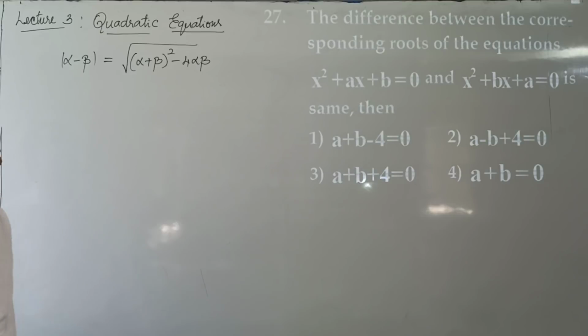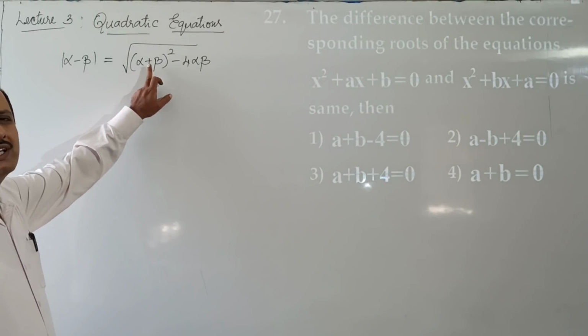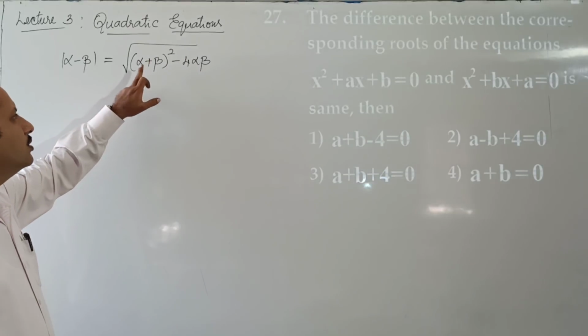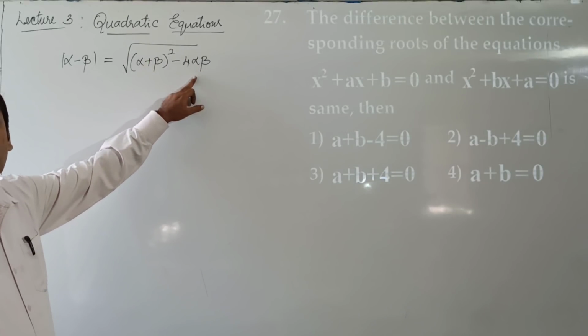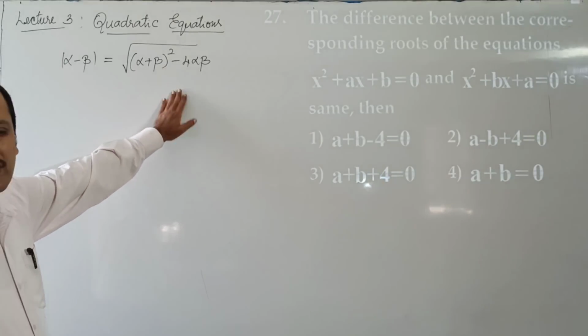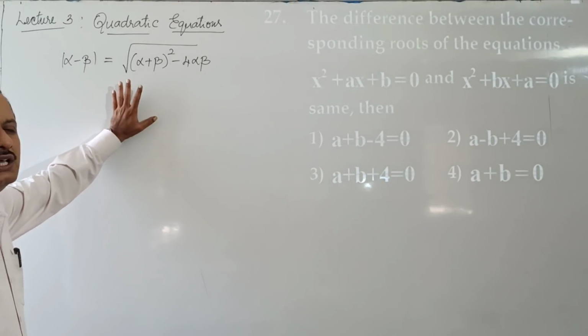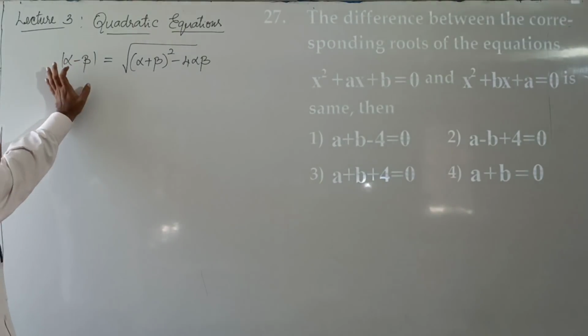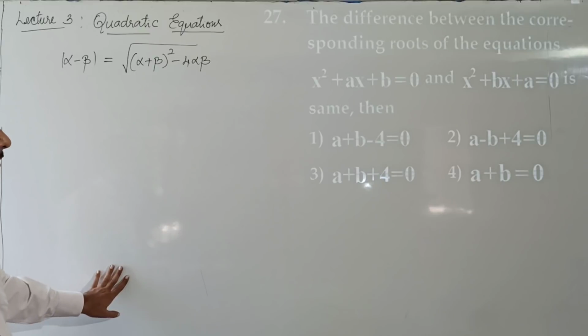Because alpha plus beta whole square is alpha square plus beta square plus 2 alpha beta, minus 4 alpha beta we have. So plus 2 alpha beta minus 4 alpha beta, you will get minus 2 alpha beta. Alpha square plus beta square minus 2 alpha beta, that's nothing but alpha minus beta whole square. Root of that will give you modulus of alpha minus beta.